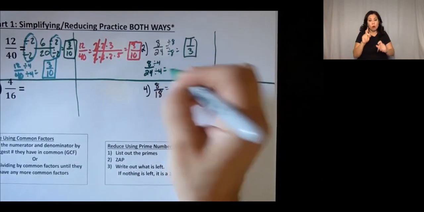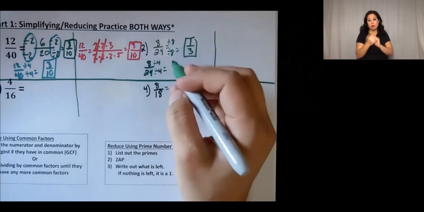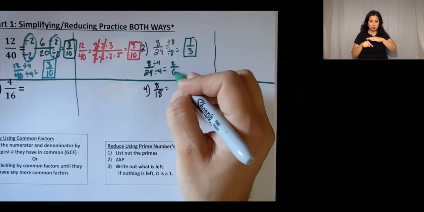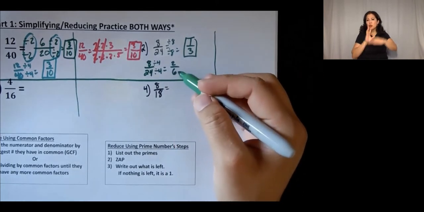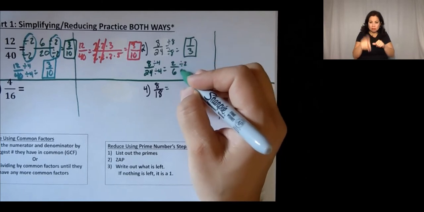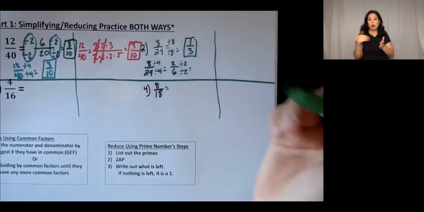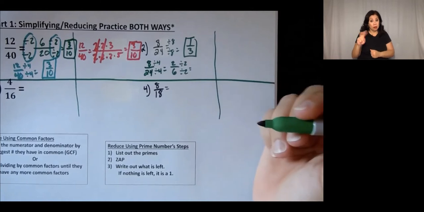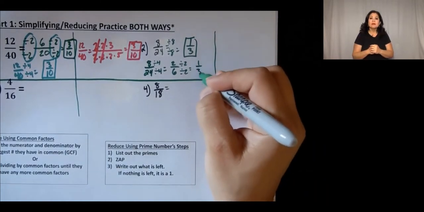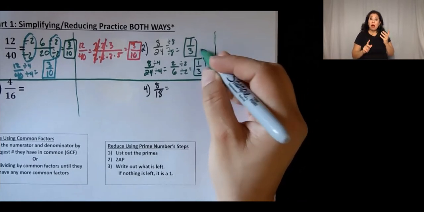Divided by 4, divided by 4. 8 divided by 4 is 2. 24 divided by 4 is 6. That's reduced, but it's not completely simplified. So I could divide by 2 again. They're both evens. Remember, if the numerator and denominator are both evens, you can always divide by 2. Then I get 1/3. Oh, look, it's the same answer as up here.